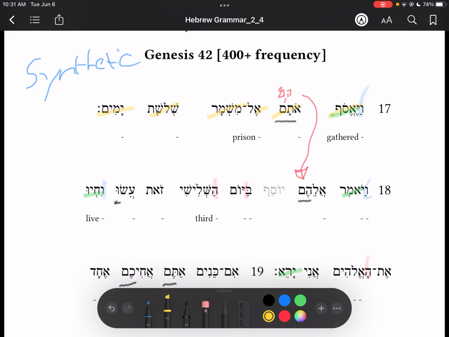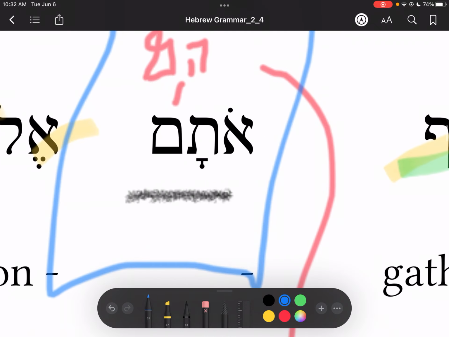What we see here, I want us to grab this, is the second word, which is what I'm looking at in particular: the word otam. This is actually two different words that have magnetized together. The first word is et.